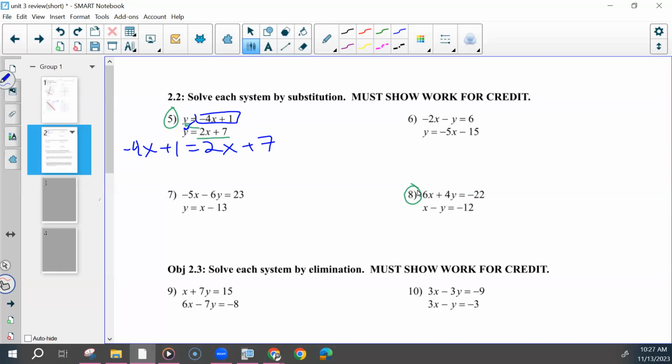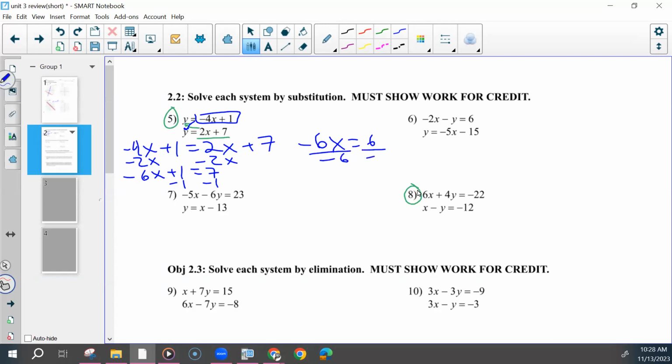There's not a whole lot of space on this, so if you need more paper, grab more scrap paper. For this one, we would solve it like a normal equation. Get all your variables on one side, all your numbers on the other. So I can move this forward. And then get rid of the 1 by subtracting it to the other side. And then divide everything by -6.